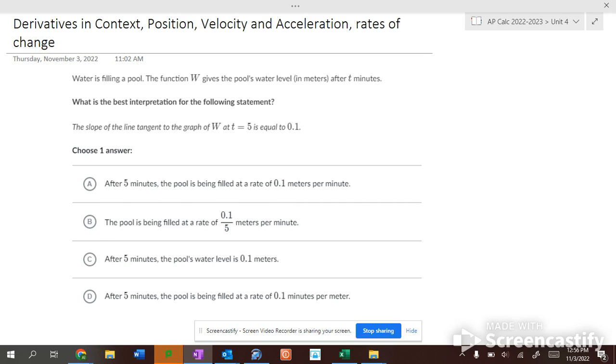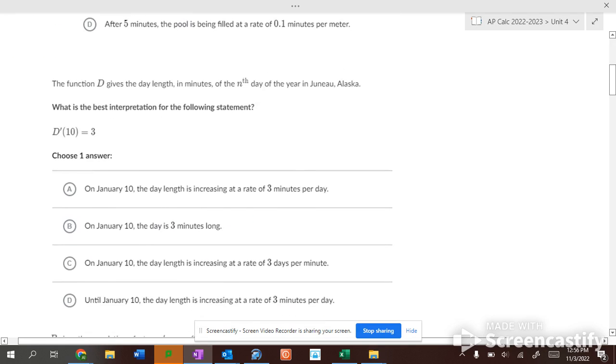Or is it after 5 minutes, the pool is being filled at a rate of 0.1 minutes per meter? What would it be? A or D? A. It would be definitely meters per minute. Because that's the rate of change.